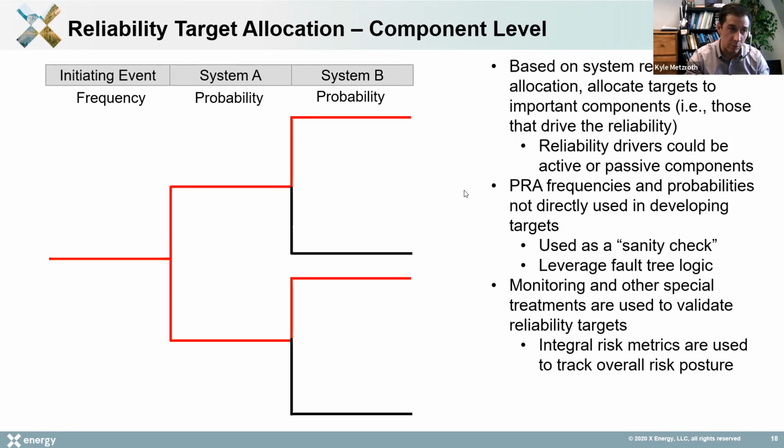So we do it at a system level, and then we do it at a component level, right? Once we understand what the systems are that we have to allocate it to, then we decompose it and look at the components as well. We look at the most important components in the system and allocate targets to those. And that's something you can action a little bit more.